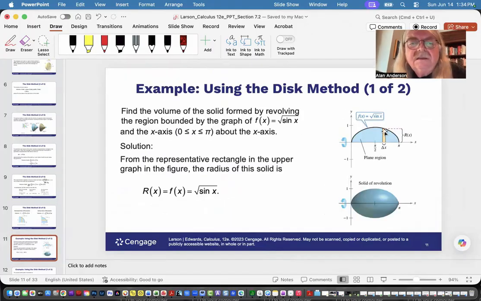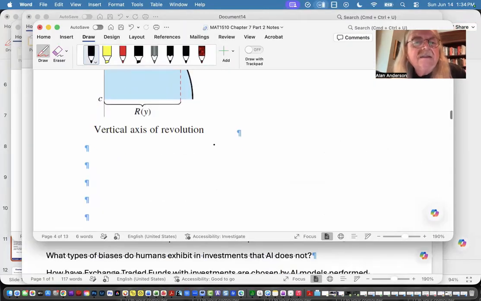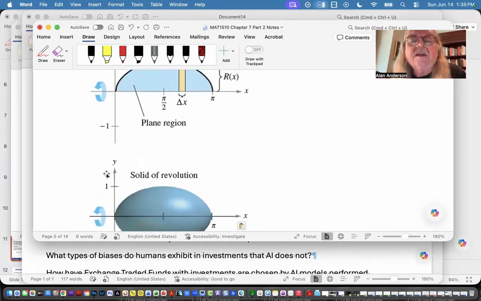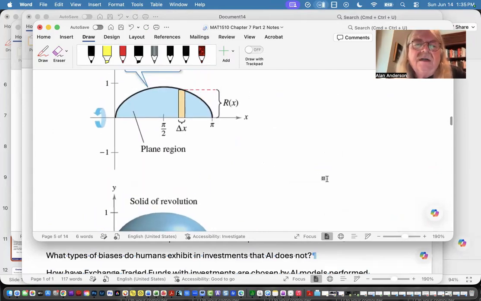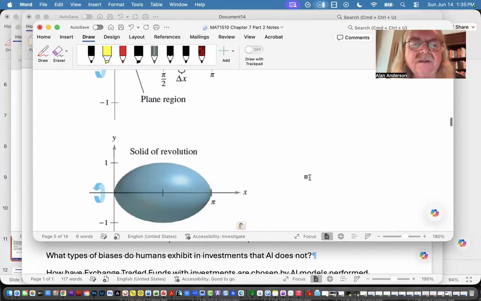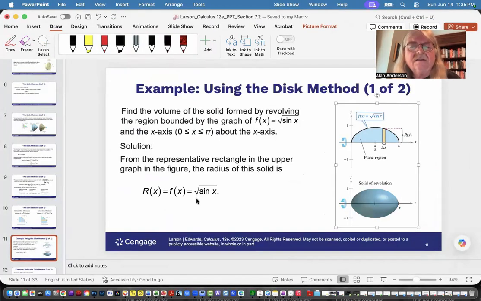So here we have, now, by the way, if you notice, this one is, they call it a solid of revolution, and it's going to be hard to visualize this, of course, but if you do rotate it around the horizontal axis, this is what it should look like. And the function is the square root of x times sine x, and it looks like we're only doing this over the interval from 0 to pi.